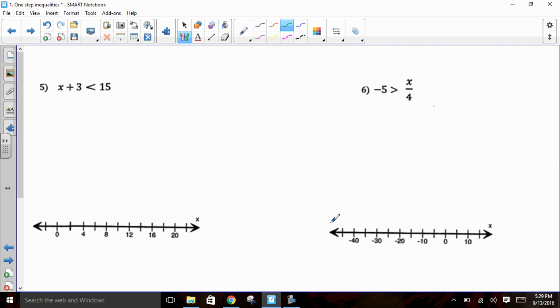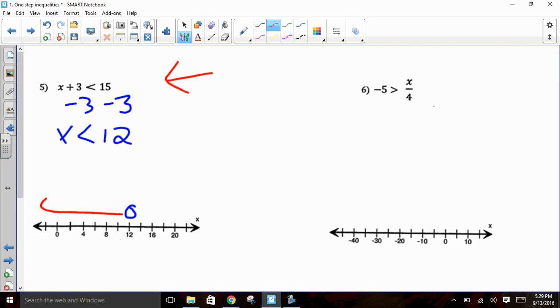Number 5. I'm going to undo that addition with subtraction. I get x is less than 12. I'm going to put an open circle above 12 because it's not included. I see that I have my x already on the left-hand side, so I turn my sign into an arrow. We go to the left.